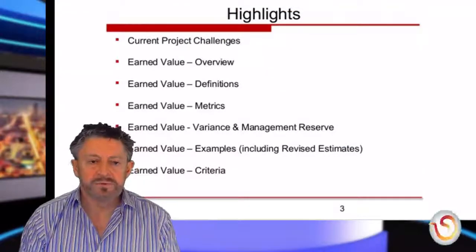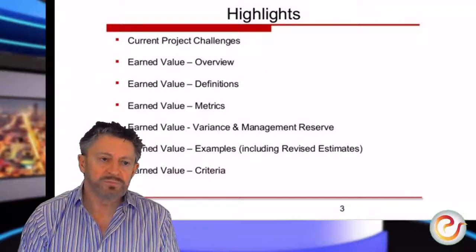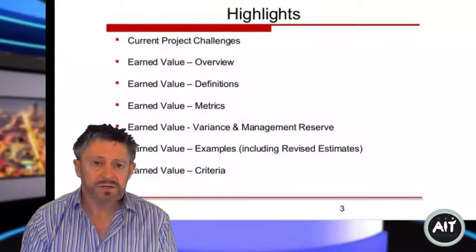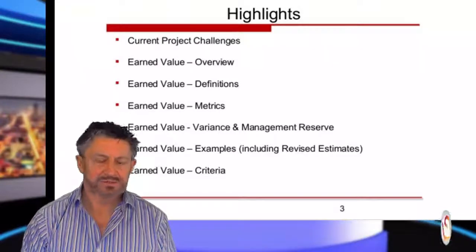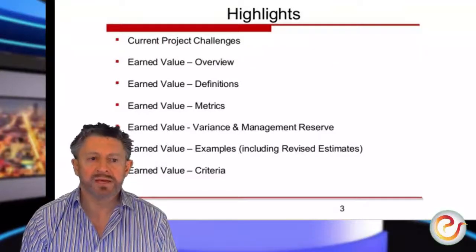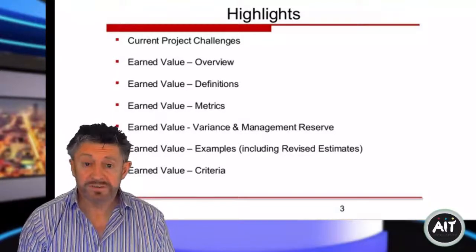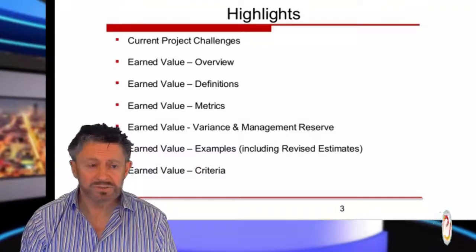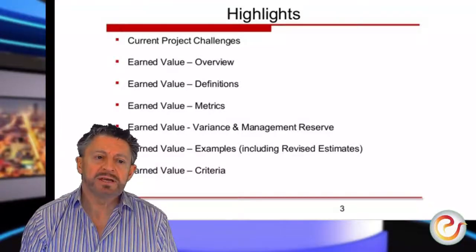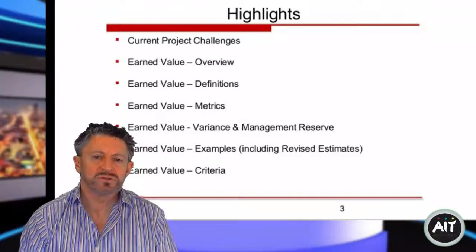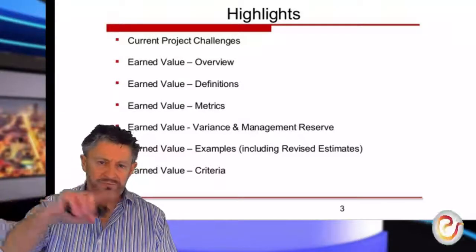What are the highlights of what we're going to do? We're going to be able to see the current project challenges: where we are now and what challenges might lie ahead for us to complete our remaining activities. Our earned value overview, definitions, the metrics that we can produce from it, variance and management reserve. So what happens when things don't follow the actual plan?